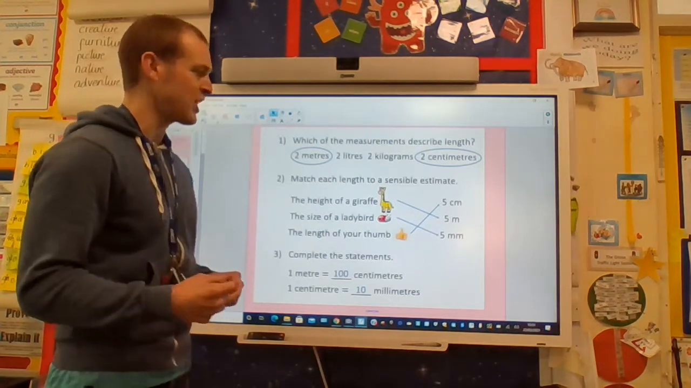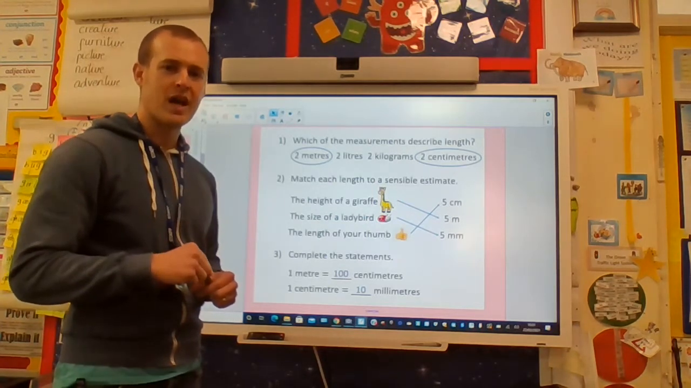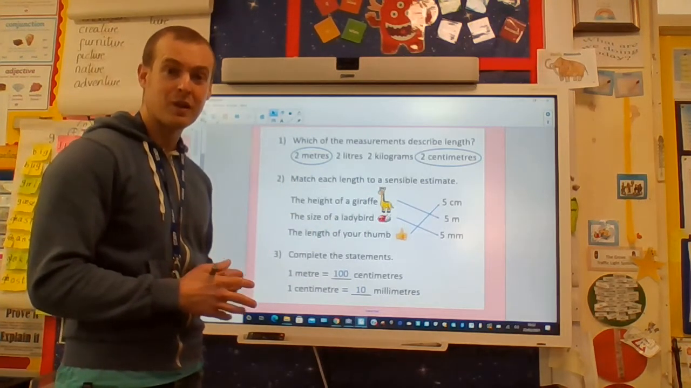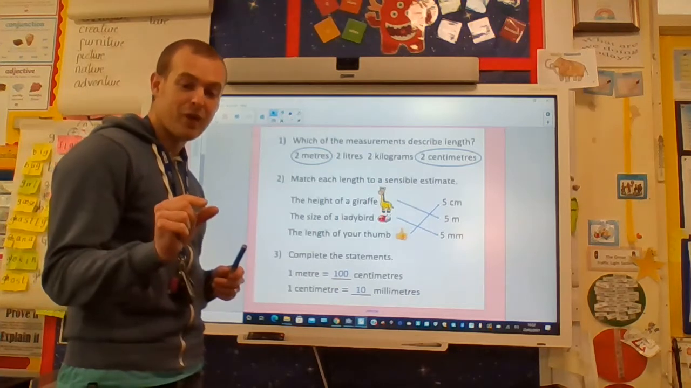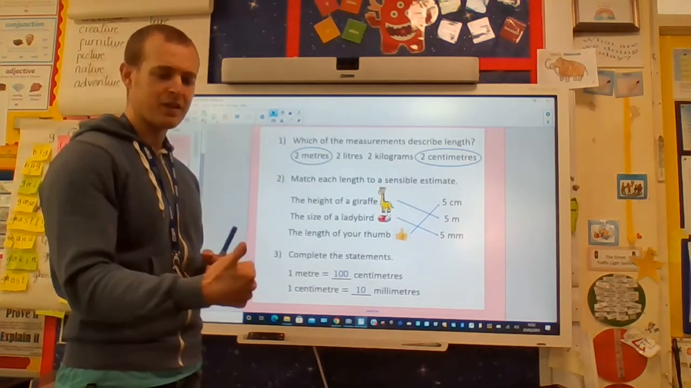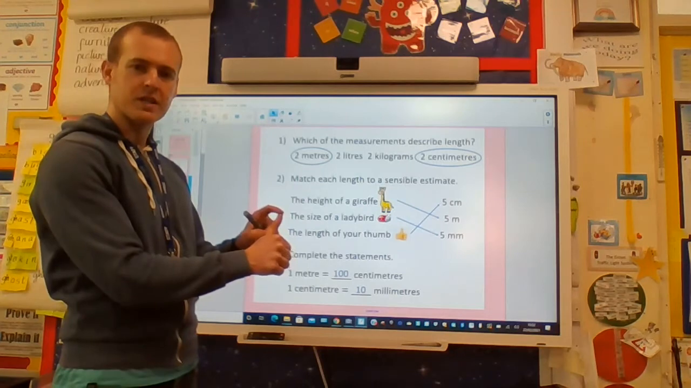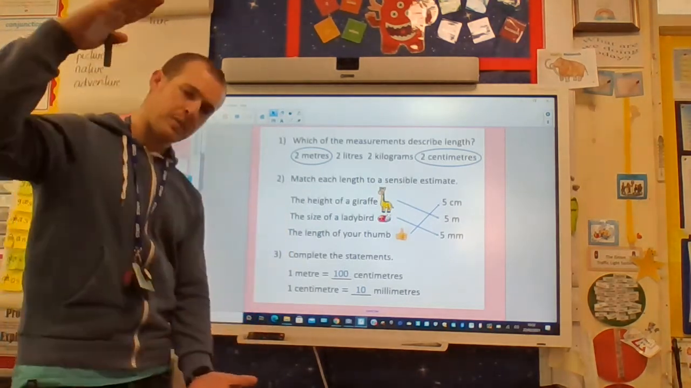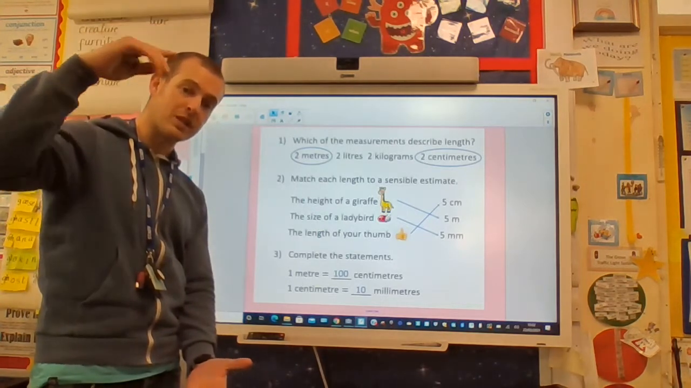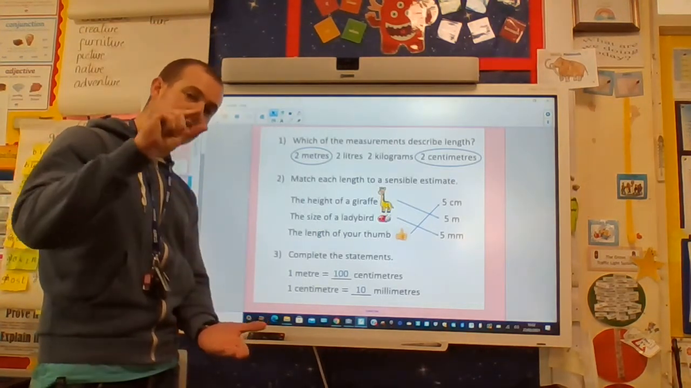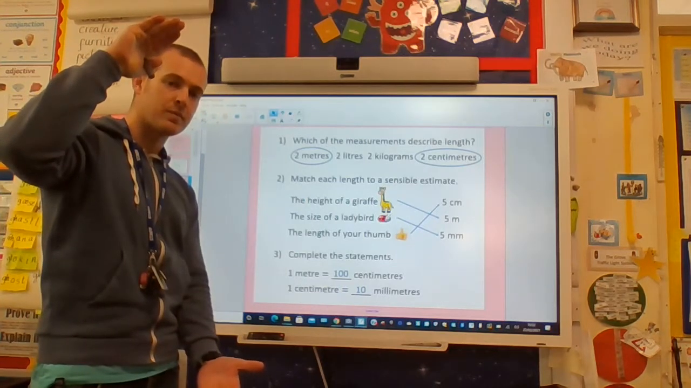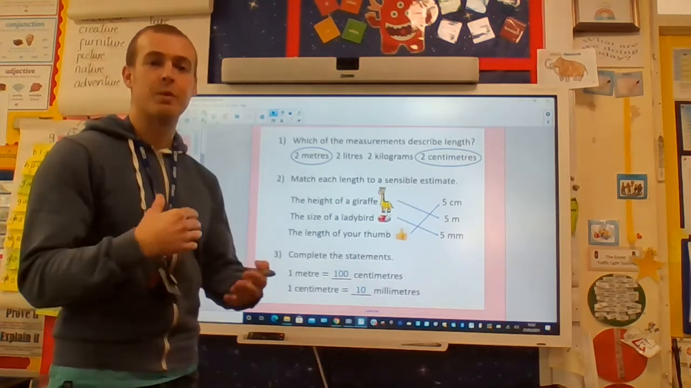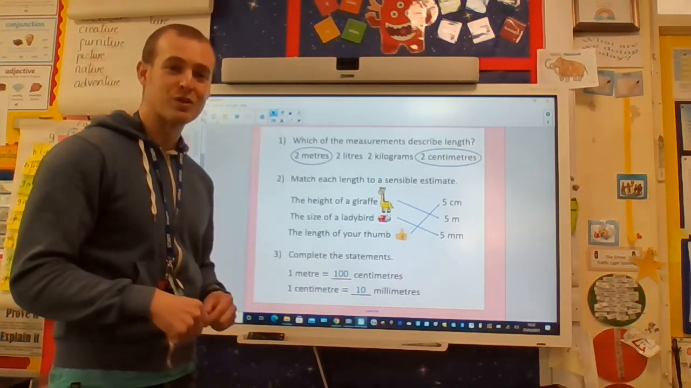Now then, question 2, match each length to a sensible estimate. A giraffe would be about 5 meters maybe in height. The size of a ladybird would be about 5 millimeters, quite small. And the length of your thumb might be 5 centimeters. And 3, complete the statements. 1 meter is 100 centimeters. So there's 100 centimeters in every meter. And in 1 centimetre are 10 millimetres. And we'll think a little bit more about that today. Well done, boys and girls, you're doing great.